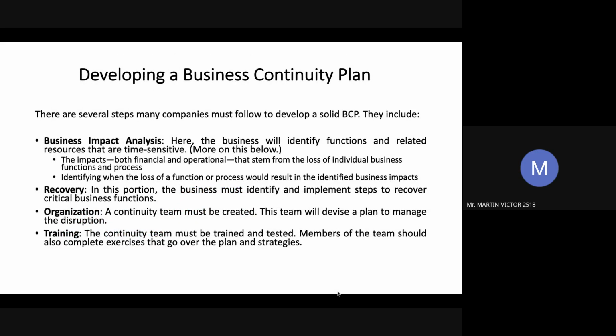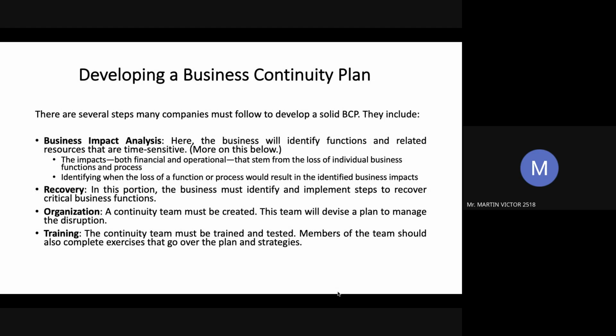So how to develop a business continuity plan? There are several steps many companies must follow to develop a solid BCP. Firstly, we should have the business impact analysis. And then secondly, the recovery and the organization, training.